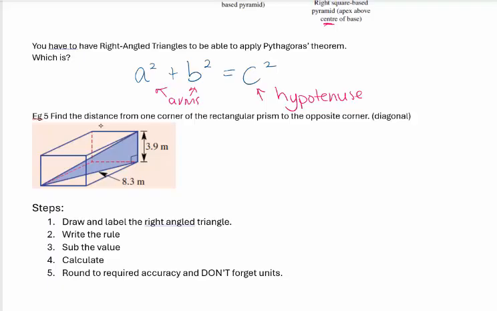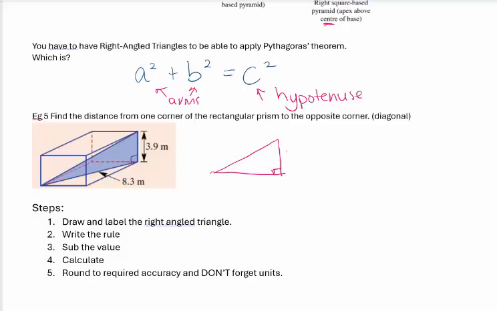So from the textbook, example 5 is what we'll be working through. Find the distance from one corner of the rectangular prism to the opposite corner. It has all this other information, but basically you need to be able to draw a diagram, because now we're going to go through the steps that we use all the time. First thing I actually do is draw and label a diagram. So they've given us a diagram. I don't want to draw on that. I want a nice clean triangle that I can work with.